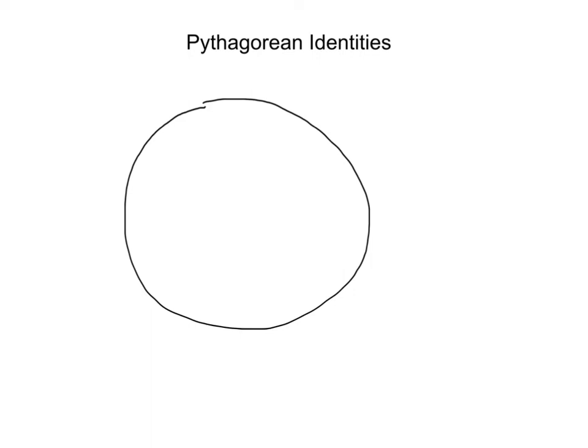So we're going to look at the Pythagorean identities right now. I'm going to show you where the first one comes from, and then we're going to derive the other two. Go back to the unit circle.